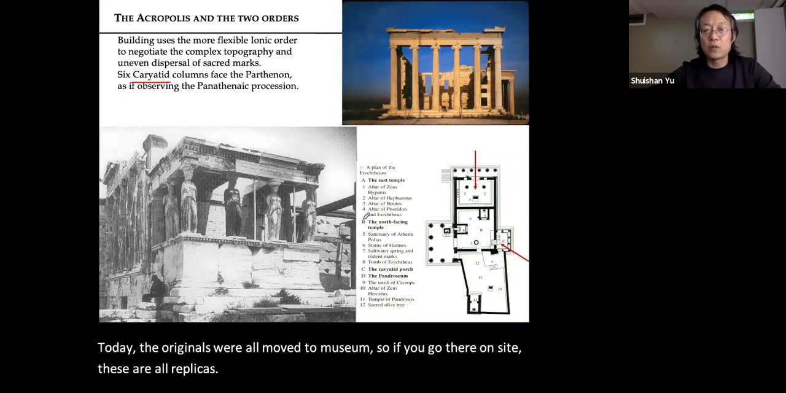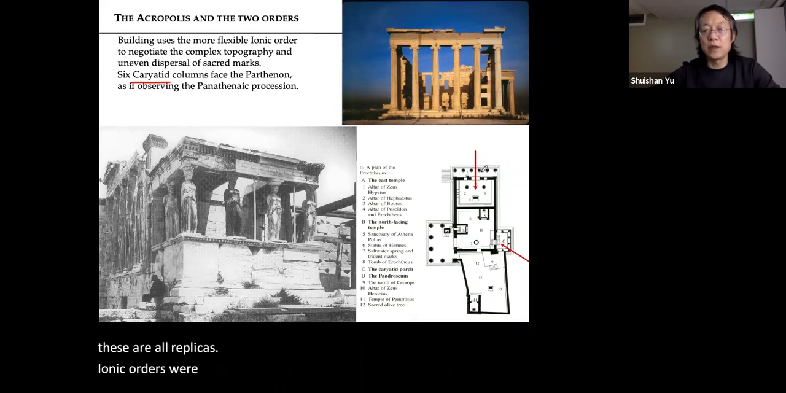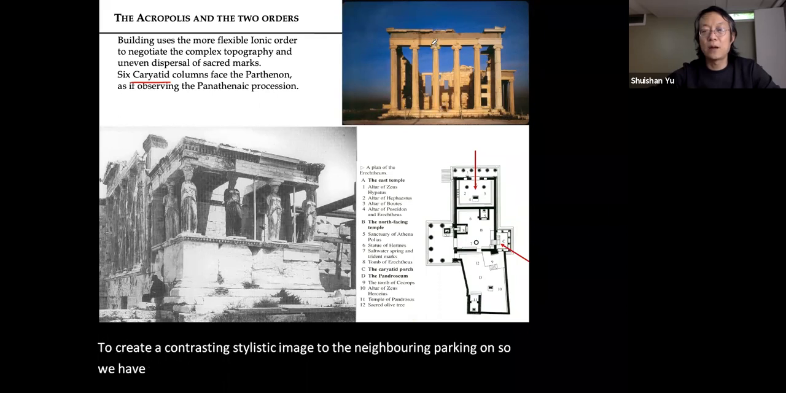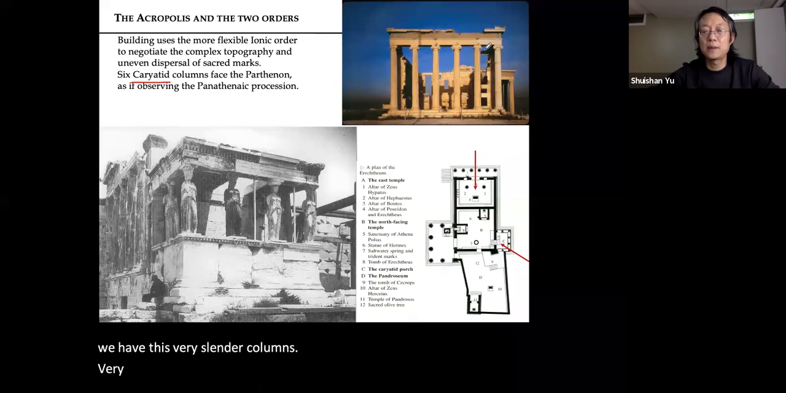Ionic orders were used for exterior as well as interior to create a contrasting stylistic image to the neighboring Parthenon. So we have these very slender columns, very narrow space in the porch, and this is the east side, this side.